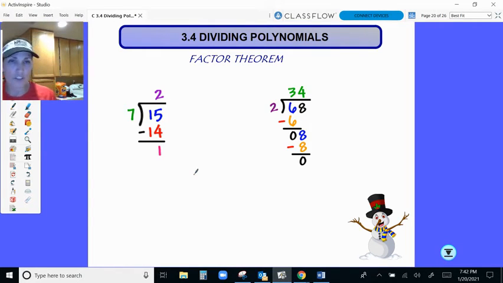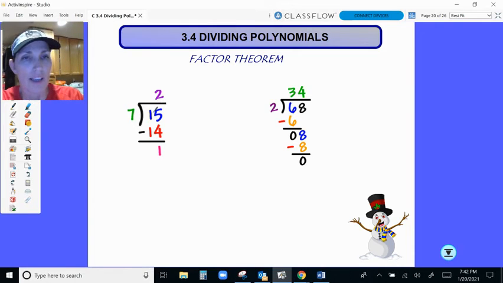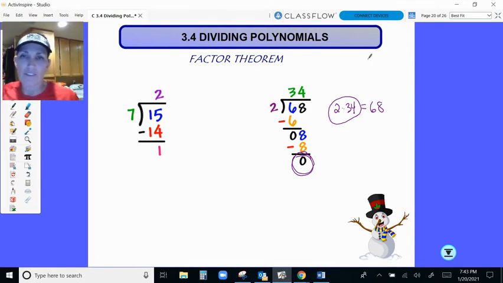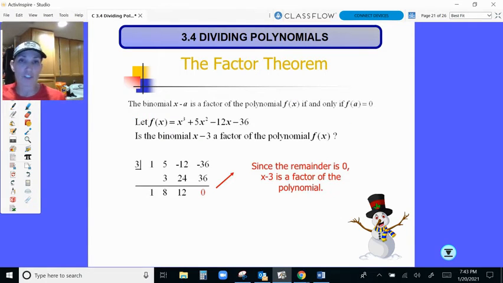This is super important. So just like if I take 7 into 15, it goes into it 2 times, and that's 14. We have left over 1. So 7 and 2 are not factors of 15. It doesn't go into it evenly, right? But if I take 2 into 68 and go through my division process, when I have a remainder of 0, that tells me that 2 and 34 are factors of 68, okay? And so that's how we find factors of our polynomials, is when we have a remainder of 0, kind of like we did on that very first slide.